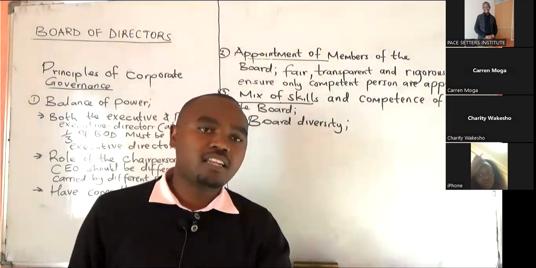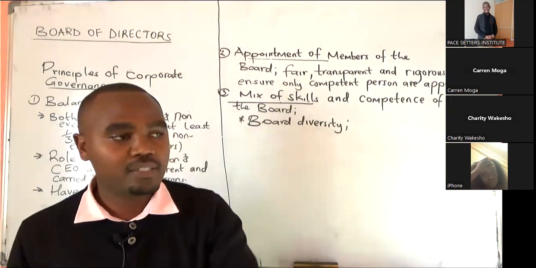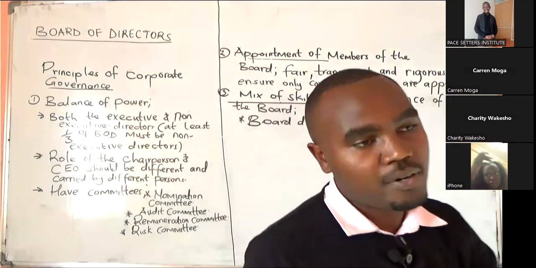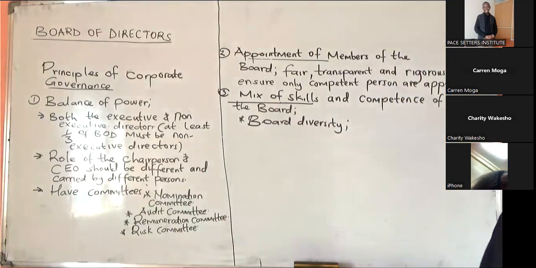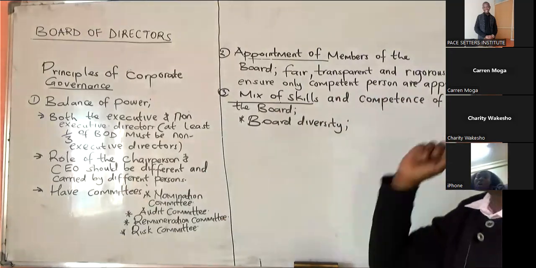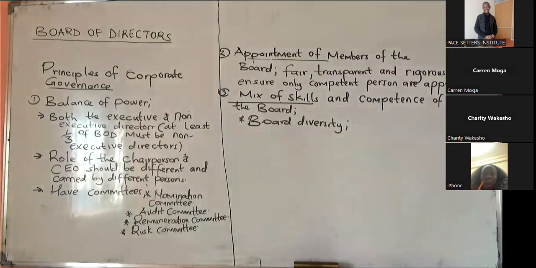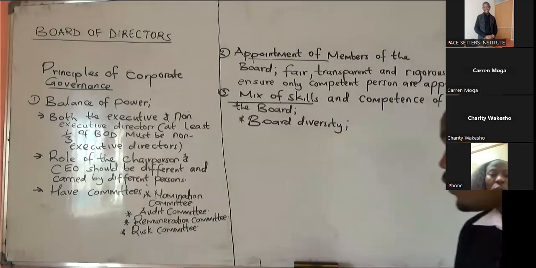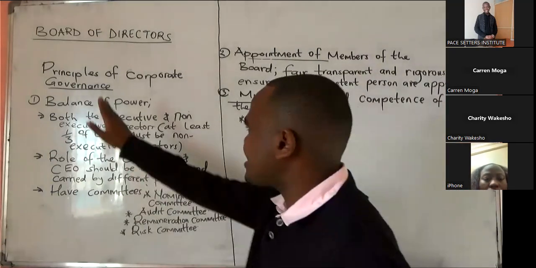So if there is any person who was a Form 4 dropout, any person who is a Class A dropout, then we can say that those persons lack, or that the board lacks, the mix of skills and competence of the board. So those are some of the features that we must check when we will be discussing the three main principles.